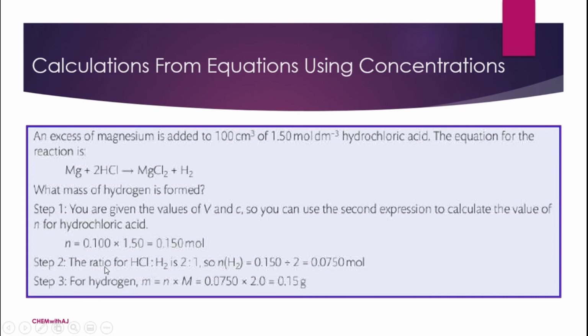Then the last step, to calculate the final mass of hydrogen, we rearrange the mole equation to give us mass. So mass equals moles into molar mass. So the molar mass of hydrogen gas. Remember, hydrogen is a gas, so it exists as H2. So its formula mass, molecular mass, is 2. So 0.075 into 2 gives us 0.15 grams of hydrogen gas.